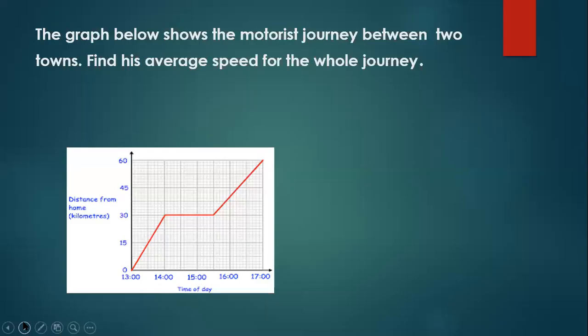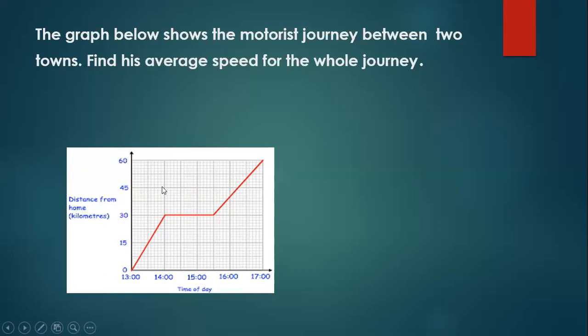The first example: the graph below shows a motorist's journey between two towns. Find his average speed for the whole journey. Very easy. Just know that the speed is here. The journey started at 1300 hours, or 1 p.m., and then the journey ended at 1700, that is 5 p.m.